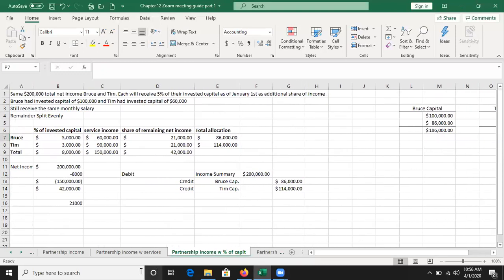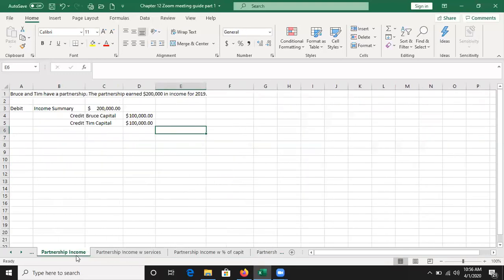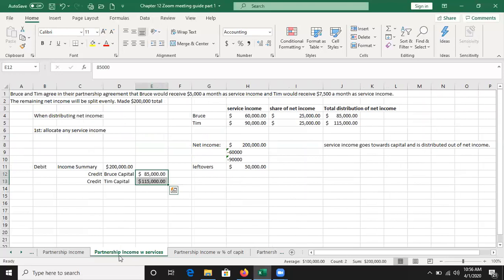Okay? So we saw these three. Again, really, they just built on each other, starting off with just net income. If nothing's in the partnership agreement about how to split it, it's split evenly. Then we saw service income. It's basically a salary that comes at the end of the year to increase their capital. Again, it's distributed out of net income. So you start with the salary first, the service income, then you split whatever's remaining, unless the partnership says do something differently.